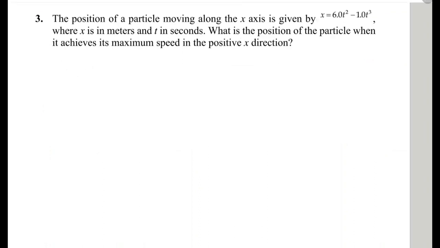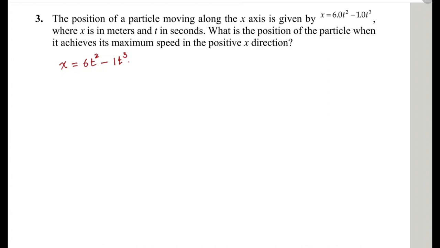The position of a particle moving along the x-axis is given by 6t squared minus 1t cubed, where x is in meters and t in seconds. What is the position of the particle when it achieves its maximum speed in the positive x direction? Let's check the given information here. We have the position of the particle, x equal to 6t squared minus 1t cubed. Now the question is, find the position when the particle achieves maximum speed.